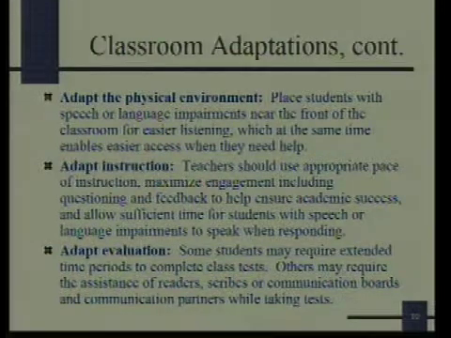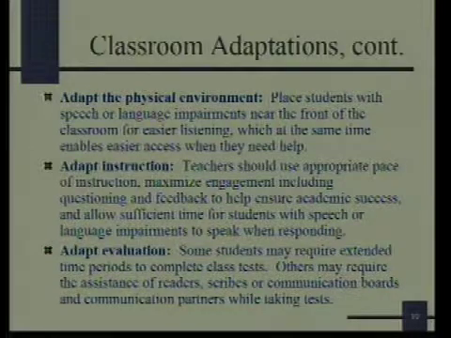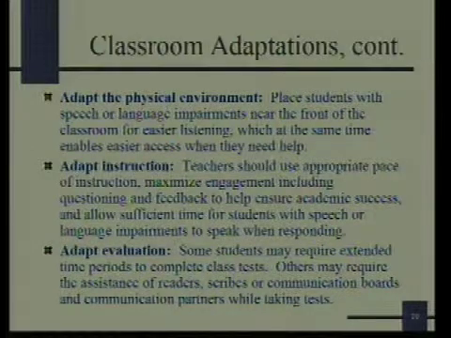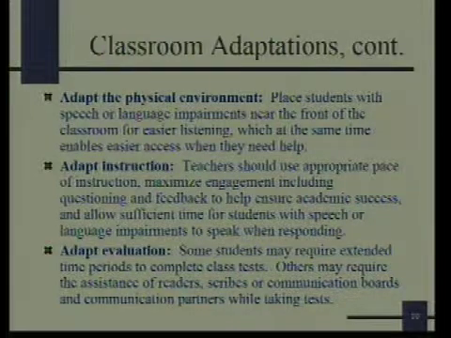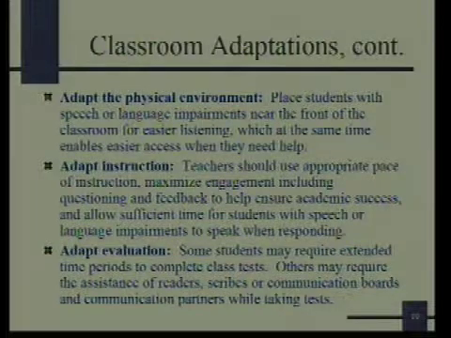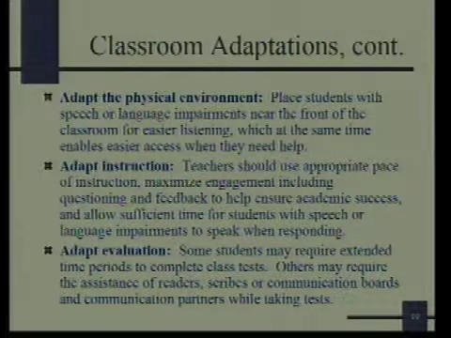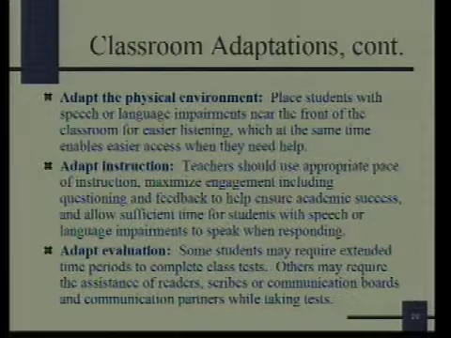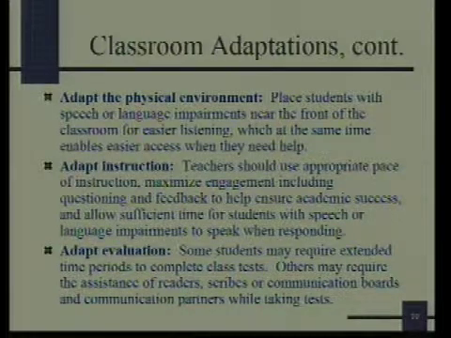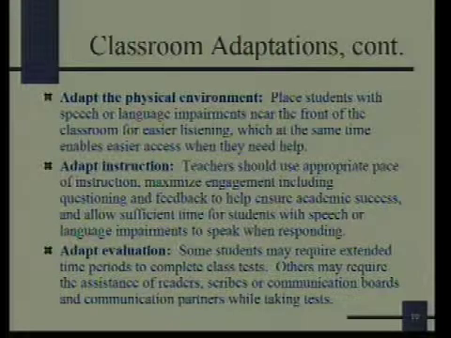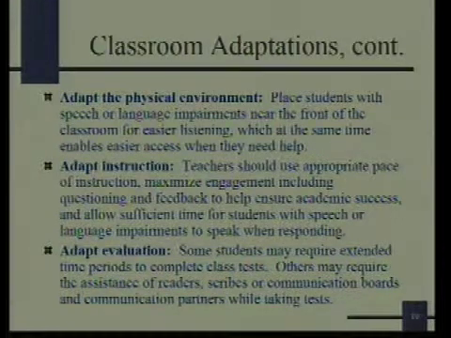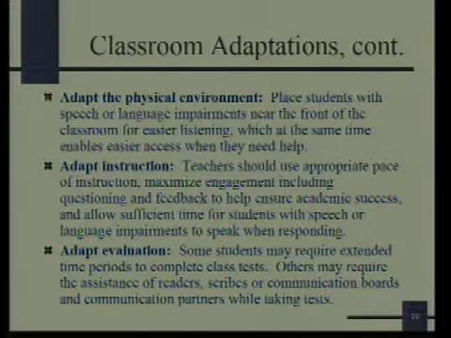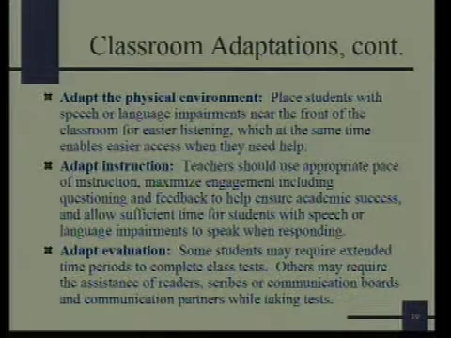Your book gives a variety of other interventions. Most of them are really good common sense interventions, adaptations you can make in the physical environment of your classroom, like placing children near the front of the room so that you can make sure they are understanding or understood. They have easy access to help. You may need to adapt your instruction, your pace, so that you maximize the engagement and their ability to use language to hear and respond.